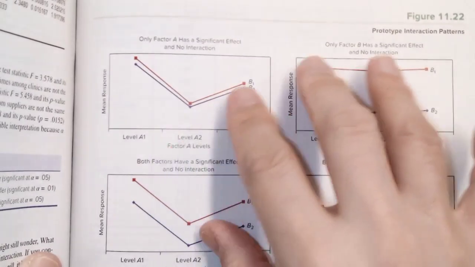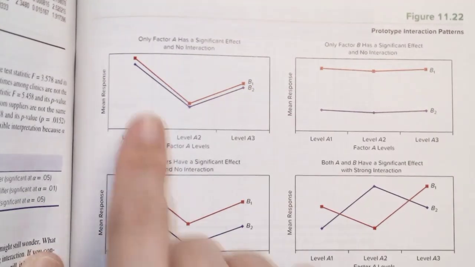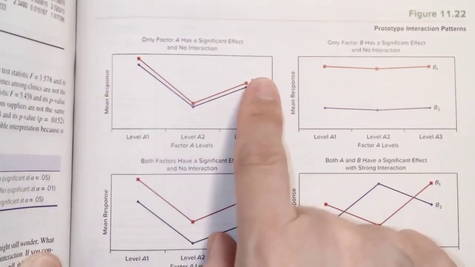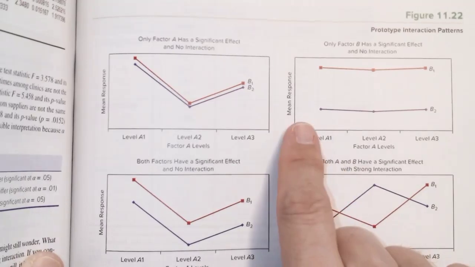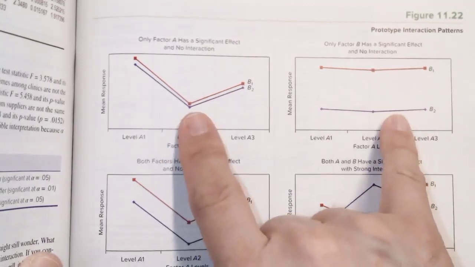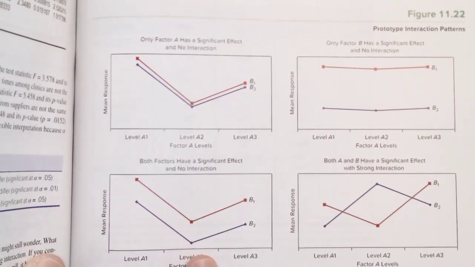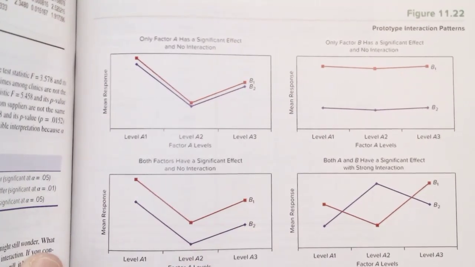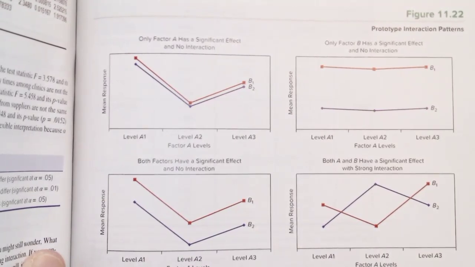When I have lines that don't cross, notice that there are substantial differences as A changes. There are substantial differences as B changes. But because these lines don't cross, there's no interaction between those effects. Here, both factors are significant because those lines are far apart. Clearly, B1 versus B2, as well as A1 versus A2 versus A3, both matter.